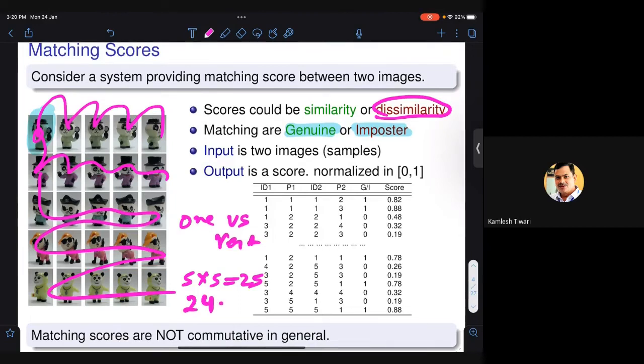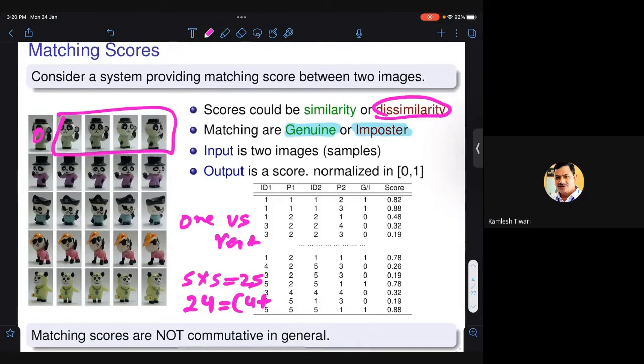Of this 24, how many genuine matches would there be? 4. And how many imposters would there be? When this image is matched with these ones, it is going to be genuine, and all the other matchings are going to be imposters. So how many imposter matchings are there? 20. So 20 plus 4 makes 24. So this is how matchings are going to be.